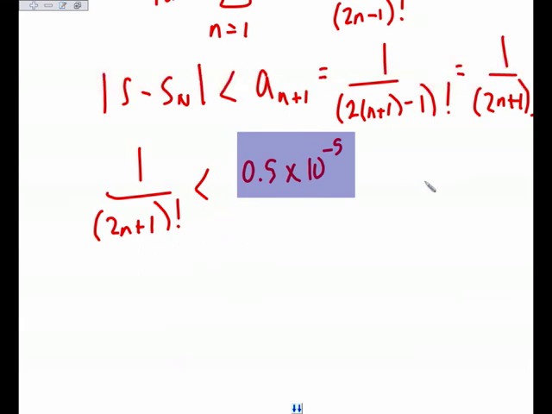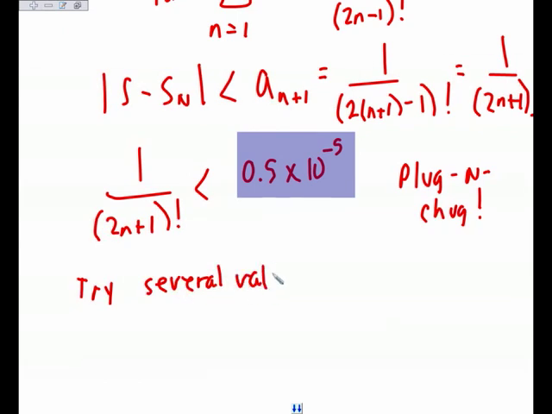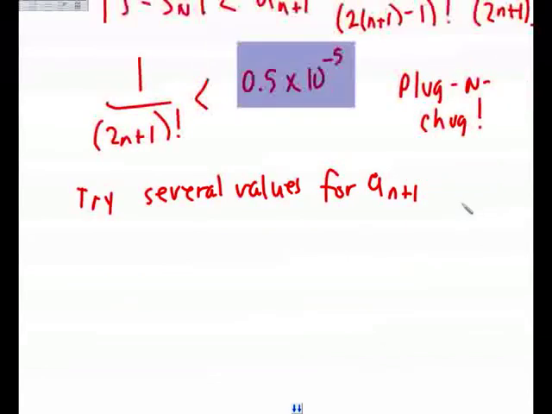Woohoo! What we're going to do is literally try several values for n to determine a sub n plus 1. And we're going to compare them to that standard right there. So let's see what happens. Let's let n equal 3. That's going to give us a sub 3 plus 1, which is a sub 4. That is equal to 1 over 7 factorial.